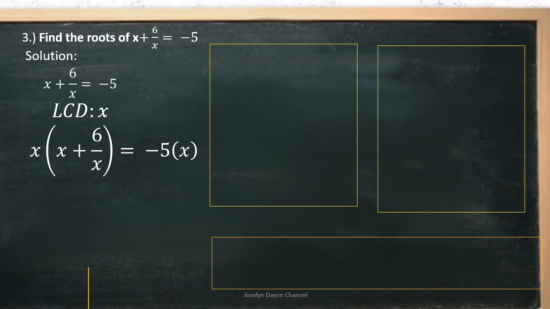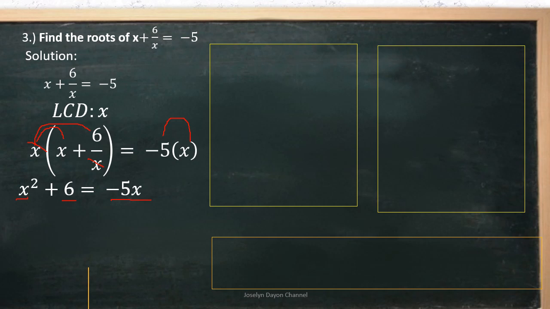So we have x times x. The answer is x squared. x times 6 over x, the answer is 6, because we can cancel out x and x. Negative 5 times x, the answer is negative 5x.